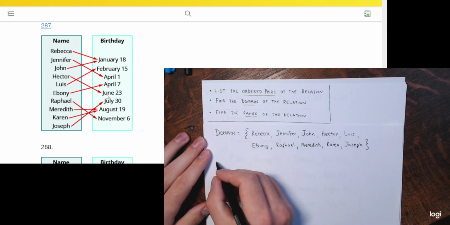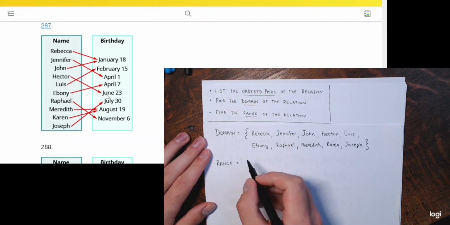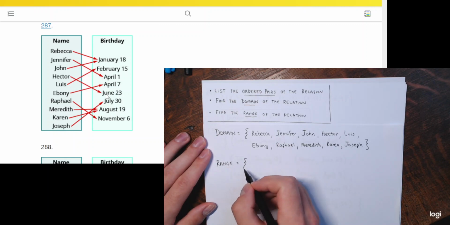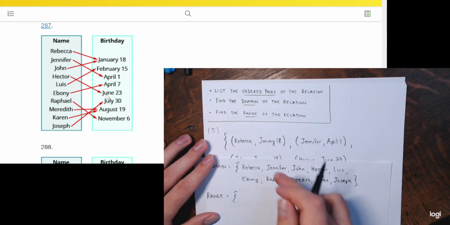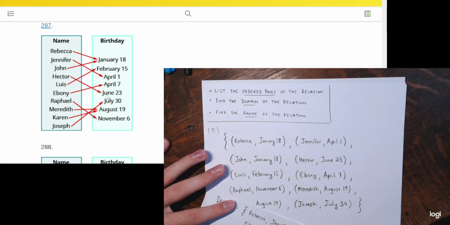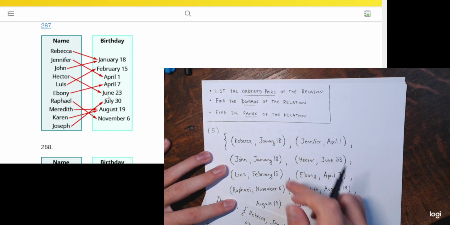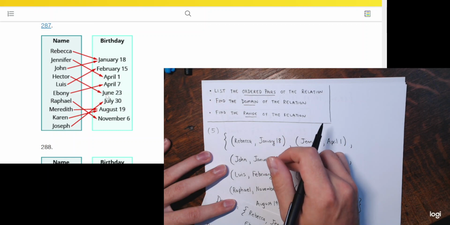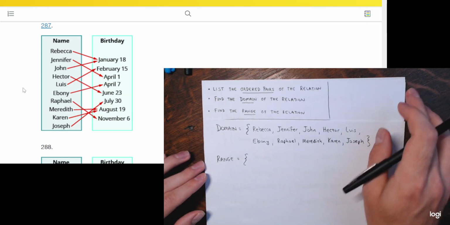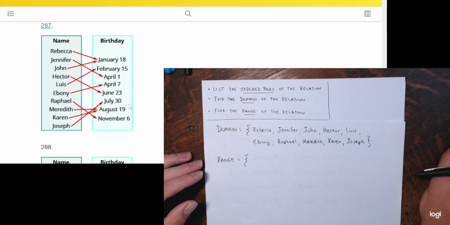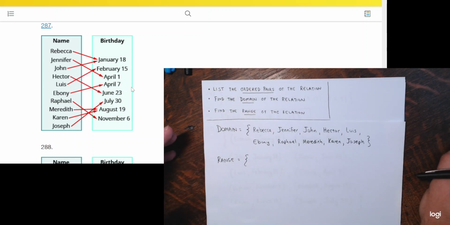And then finally the range, right, equals, and again it's a set, so I put the curly braces, and it's just a set of all the birthdays, right? All the second coordinates. Now again, I don't have to repeat them. See, I don't have to write January 18th twice. So basically, I just write all the birthdays that are in that birthday box in the mapping diagram.